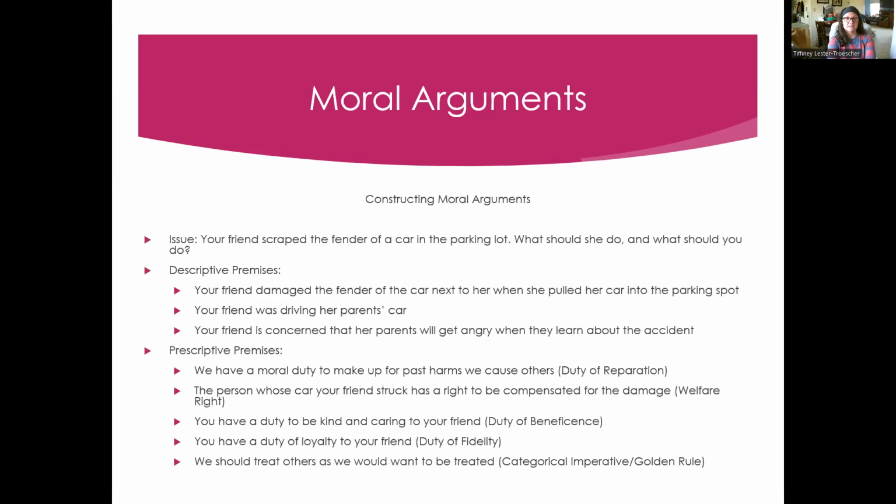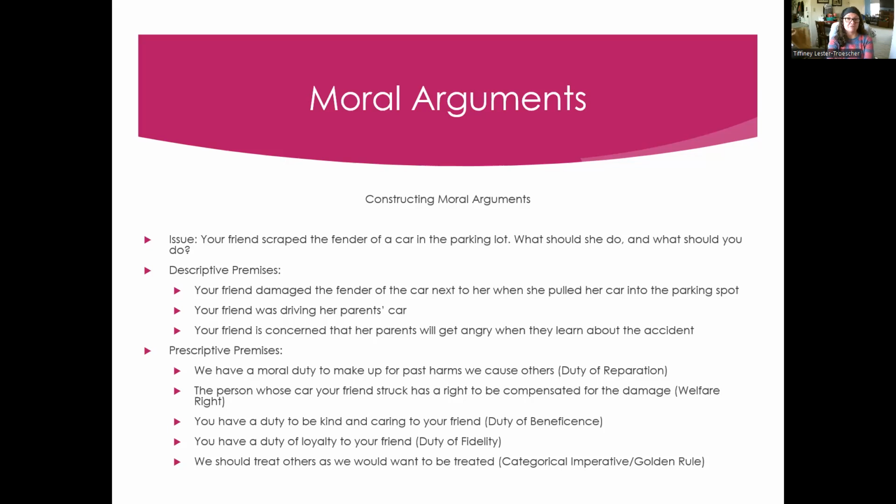So the issue is, your friend scrapes the fender of a car in the parking lot. What should she do? What should you do? So remember, a lot of times we can phrase issues in the form of a question. So our descriptive premises, again, just descriptions and facts. Your friend damaged the fender of the car next to her when she pulled her car into the parking spot. That's what happened. Your friend was driving her parents' car. Also a fact. Your friend is concerned that her parents will get angry when they learn about the accident. Also a fact.